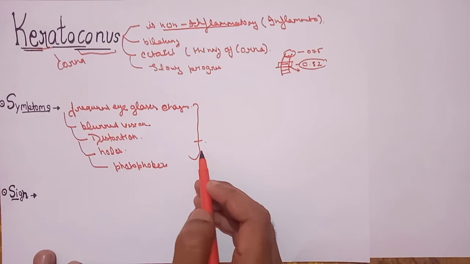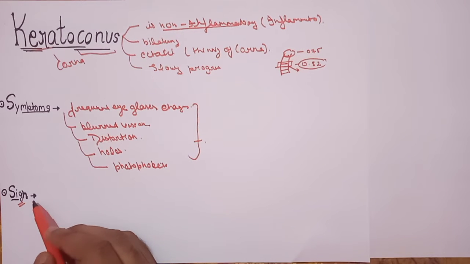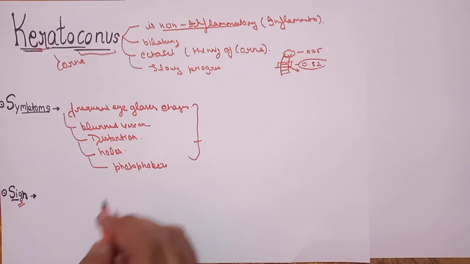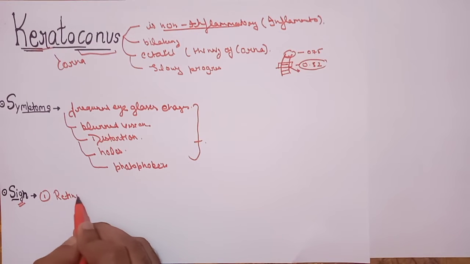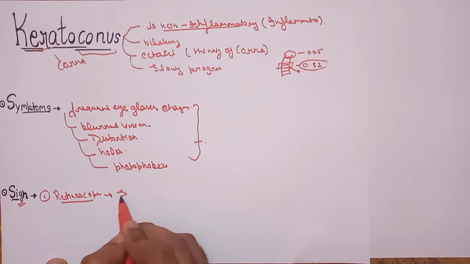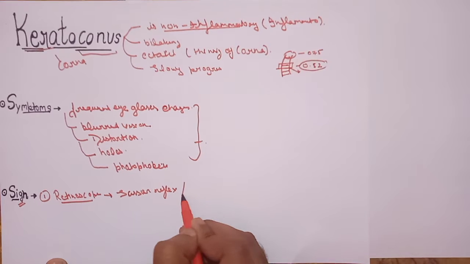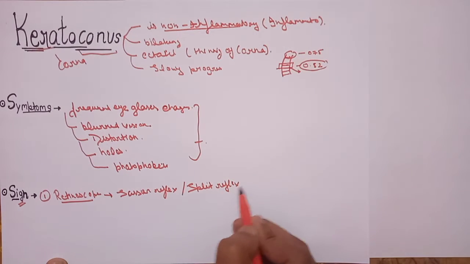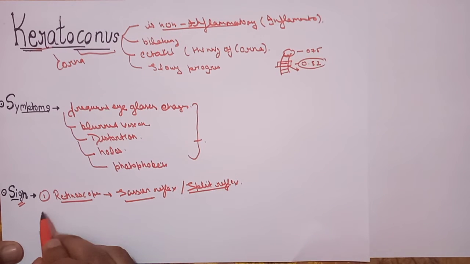So what are the signs of keratoconus? The signs are found when we examine the patient. First is the retinoscope. When we see the reflex of the retinoscope, it is a scissor reflex, or maybe a split reflex. So two conditions are seen in the retinoscopy of a keratoconus patient.